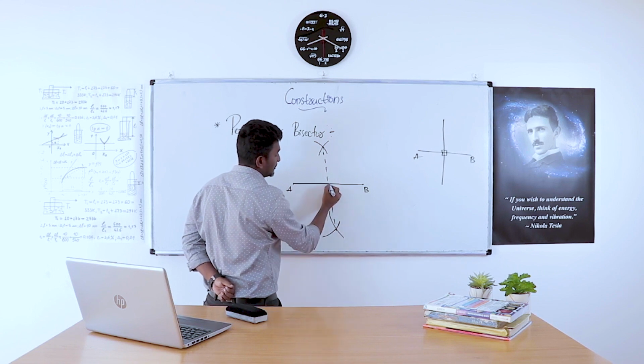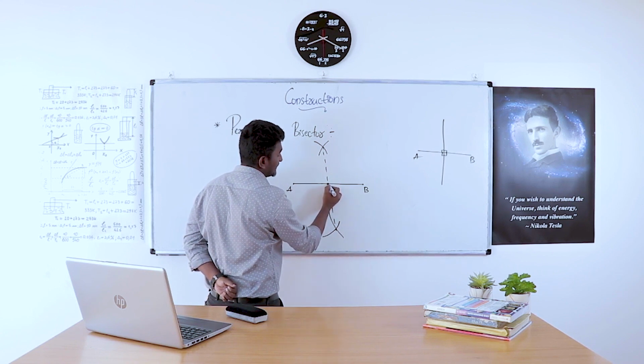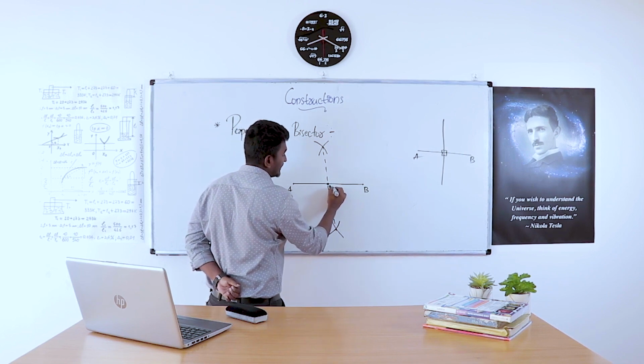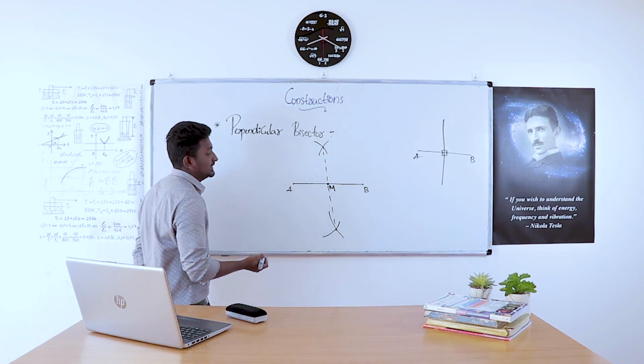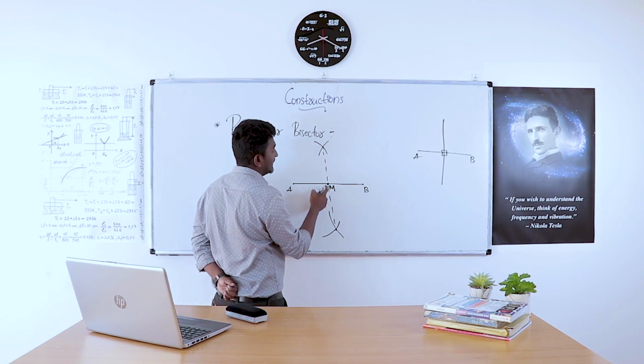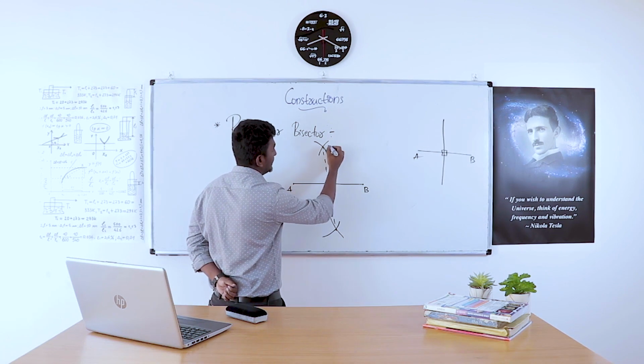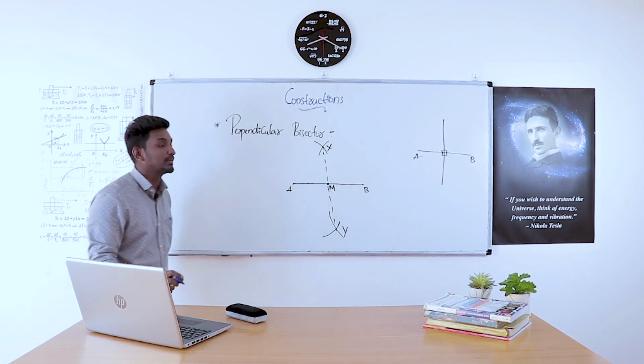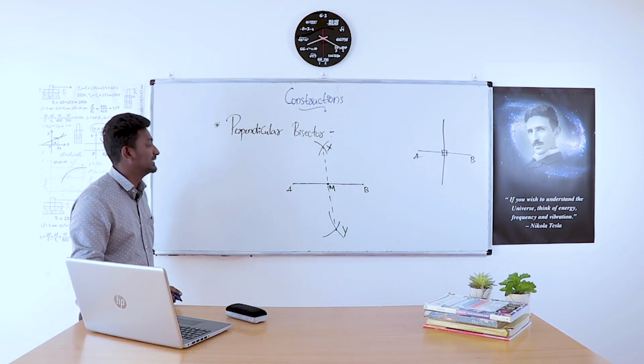When joining these 2 points, the line segment passes through a point in the line AB. Make it as M. Then this is the midpoint of AB. Then XMY is the perpendicular bisector of AB.